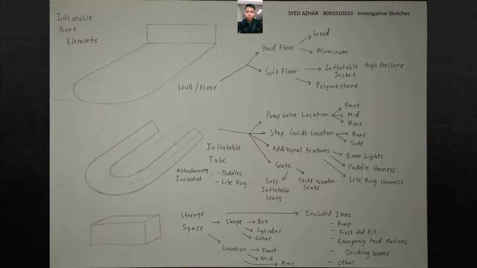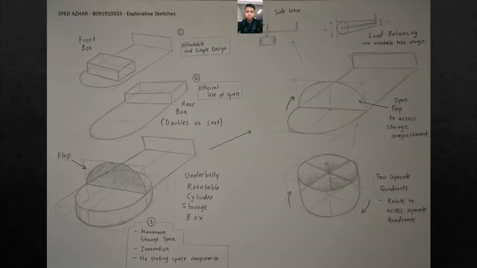For the storage space, there will be either a box, cylinder, or other shape. The location can be in the front, mid, or rear. The storage space also includes items like pump, first aid kit, emergency food ration, drinking water, and other supplies needed. The storage of the sketch 1 design can be in front, rear, or the middle.